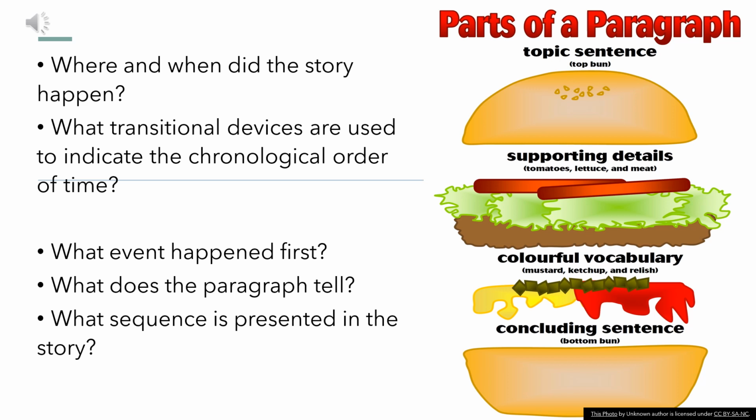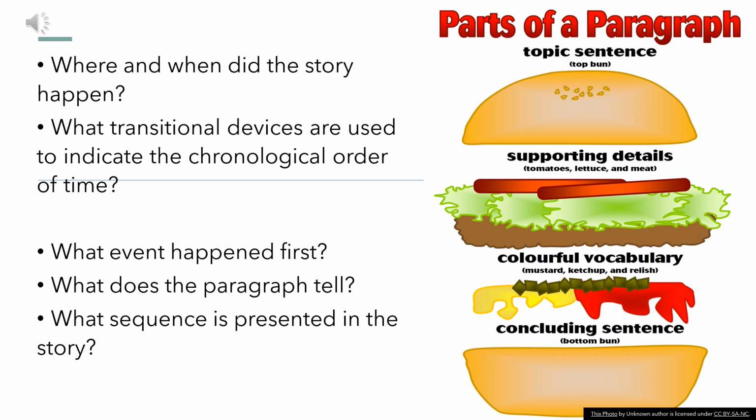So what event happened first? The event that happened first was when he transferred to the school and he was offered a seat. He saw a boy sitting beside the window sill who offered him a seat. Okay? So you just check it in the story. Then what does the paragraph tell? The paragraph tells us the story of how a boy gained a friend in his new school. Okay, so you have there the narration of the boy on how he was able to find a super friend.